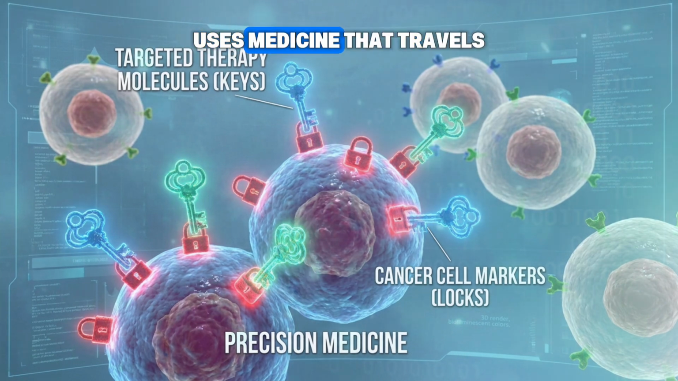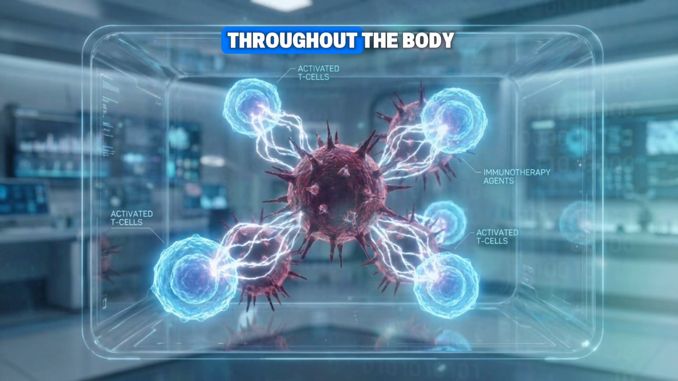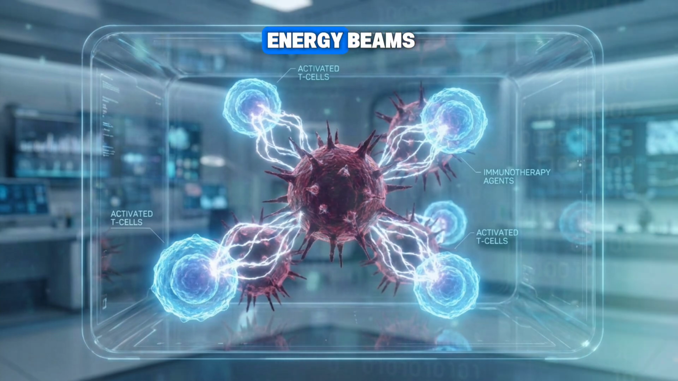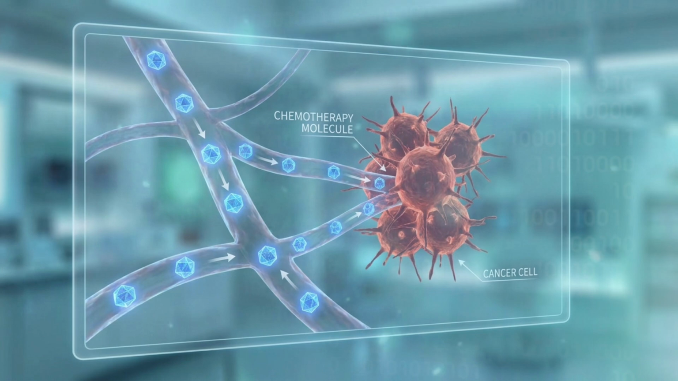Chemotherapy uses medicine that travels through the blood to target rapidly dividing cancer cells throughout the body. Radiation therapy uses focused energy beams to damage and destroy cancer cells in a specific area.